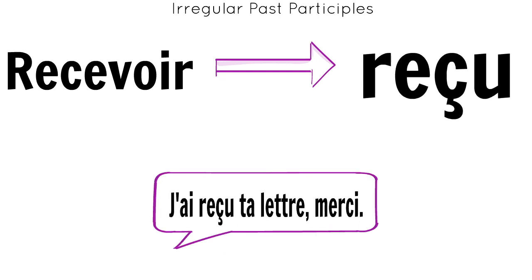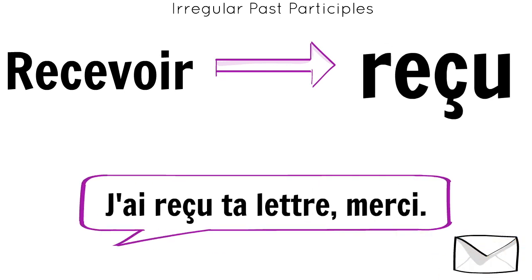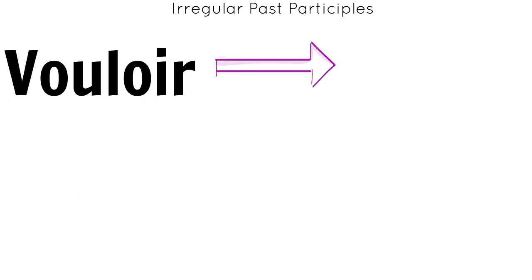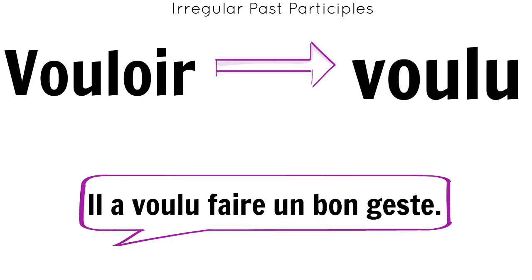Recevoir becomes reçu. J'ai reçu ta lettre. Merci. I received your letter. Thanks. Vouloir is voulu. Il a voulu faire un bon geste. He wanted to make a nice gesture.